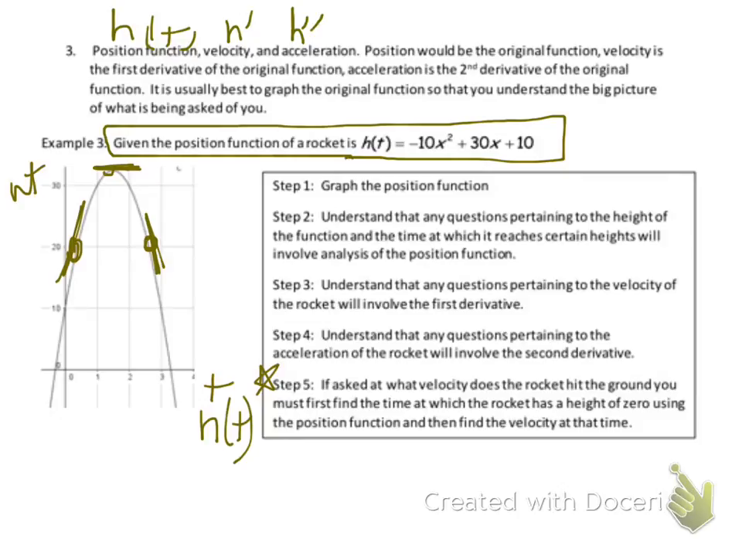If they ask at what velocity does a rocket hit the ground, you must first find the time at which the rocket has a height of 0. So that means you've got to find this time right here of the original position function. So we're going to call that TG, time hitting the ground. So then to find the velocity of that time, you would take the first derivative of the position function, which is going to be velocity, and evaluate it at time ground. So get yourself unconfused about that, because I'm going to ask you questions about that again.